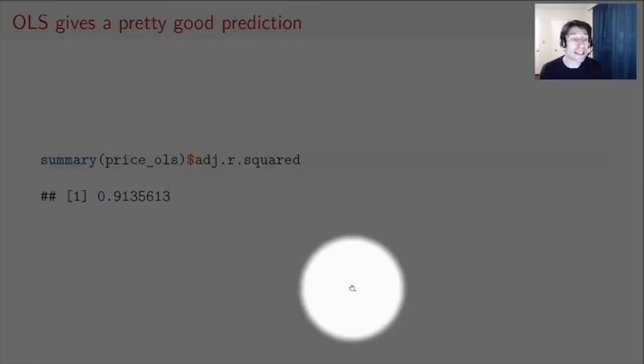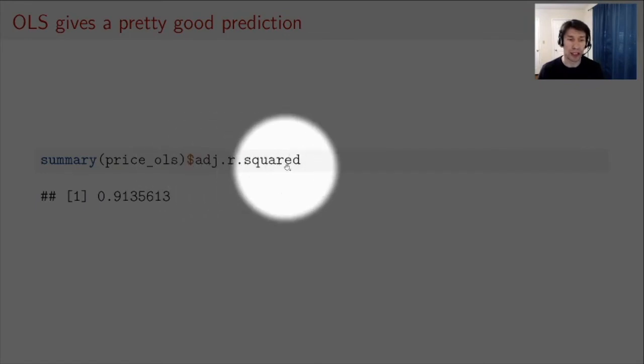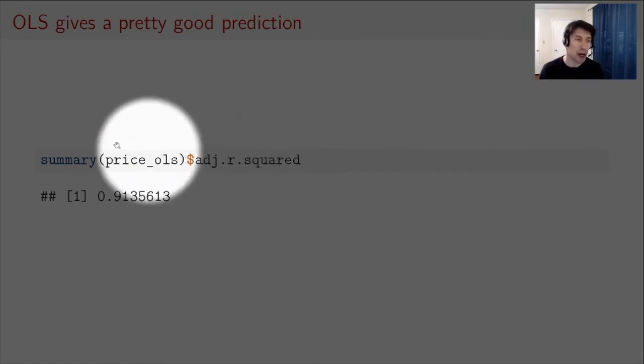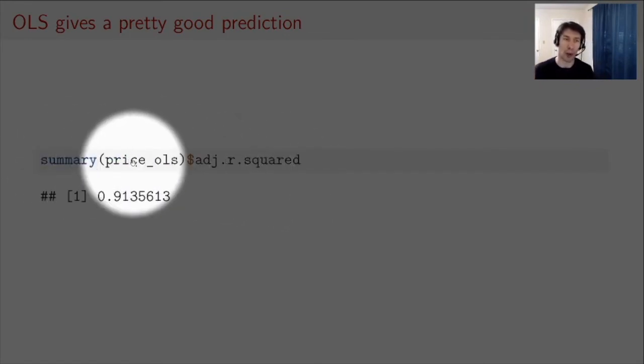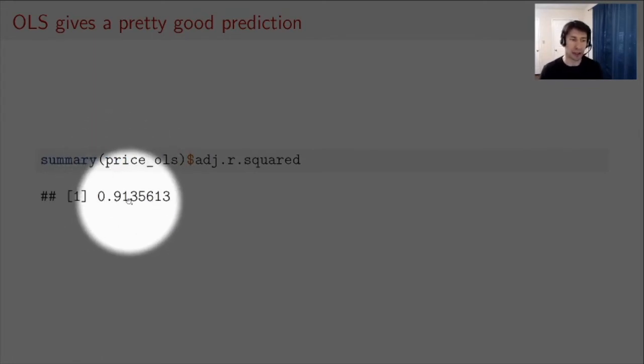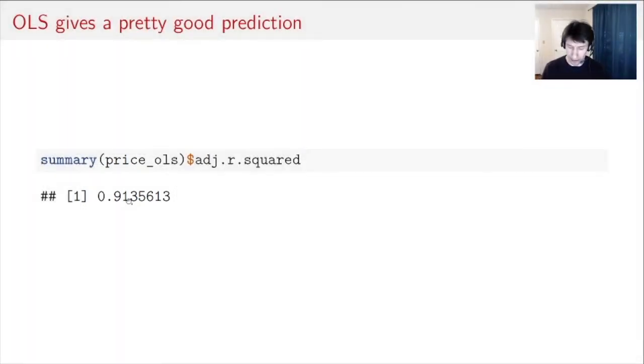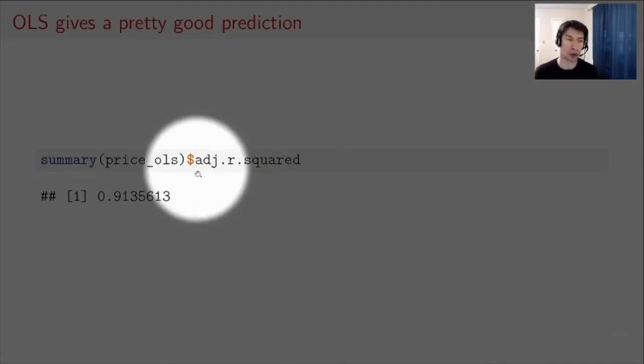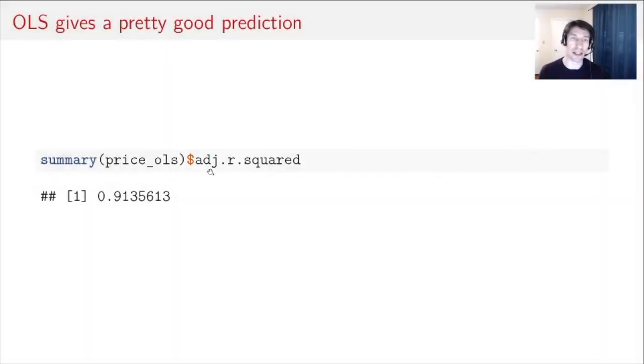One way to look at that is to think about the R squared. So we look at the adjusted R squared for our price OLS model, and it's 0.91. So 91% of the variation in price is explained by our model, and this is the adjusted R squared, so we're already taking into account the fact that we've been using some more variables, right?